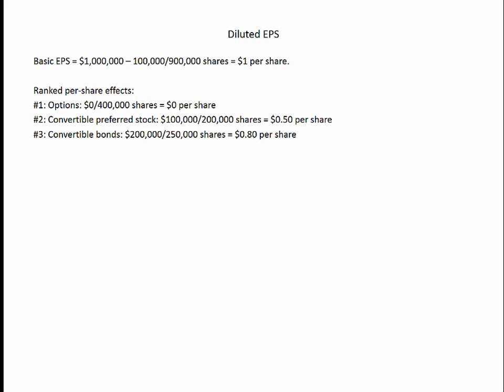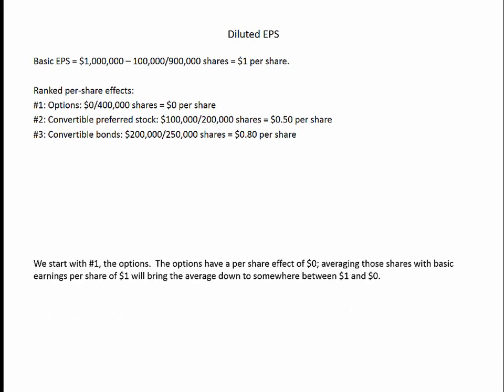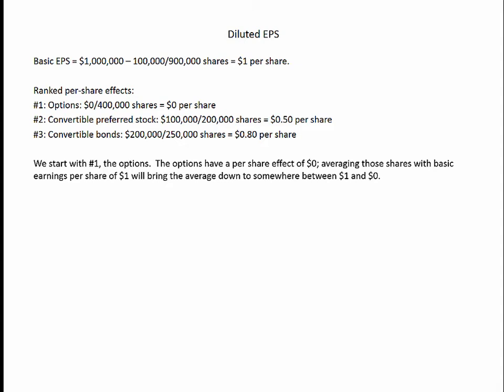Okay, so here is our basic earnings per share and our ranked per share effects. Now we're going to start with number one, the options. The options have a per share effect of 0, so averaging those shares in with the basic earnings per share of $1 is going to bring the average down to somewhere between $1 and 0. Looking at the magnitude, our basic earnings per share of $1 is based on 900,000 shares, and the per share effect for the options of 0 is based on 400,000 shares. So we're adding just under 50% additional shares, which should bring the average down by about a third.